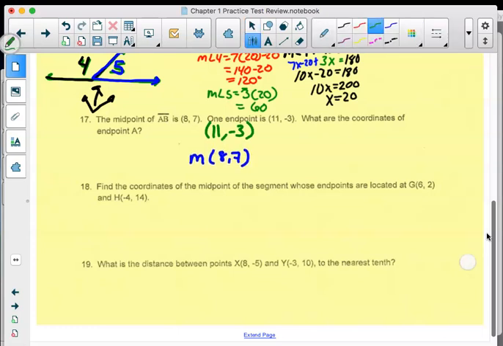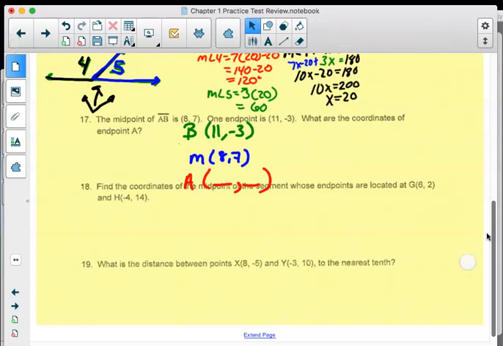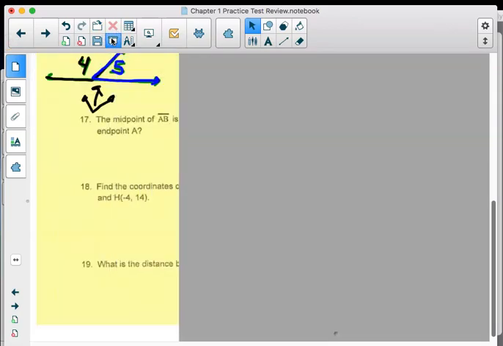Now, what are the coordinates of endpoint A? Well, this is kind of implying that this is endpoint B. I'm looking for endpoint A. Now, there's a couple ways of doing this, but I find that this is probably the fastest way for us. To help with this, we're going to put a shade across.